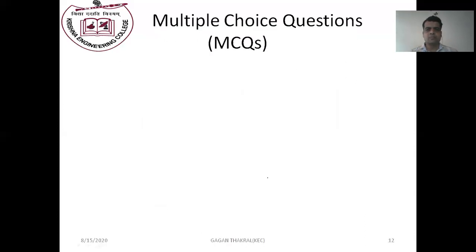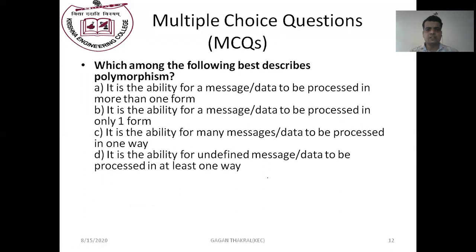Now we will discuss the multiple choice questions. Which among the following best describes polymorphism? Option A, it is the ability for a message or data to be processed in more than one form. B, it is the ability for a message or data to be processed in only one form. Option C, it is the ability for many message data to be processed in one way. Option D, it is the ability for undefined message data to be processed in at least one way. So the answer is, it is the ability for a message or data to be processed in more than one form. Polymorphism means more than one form. So the answer is option A.